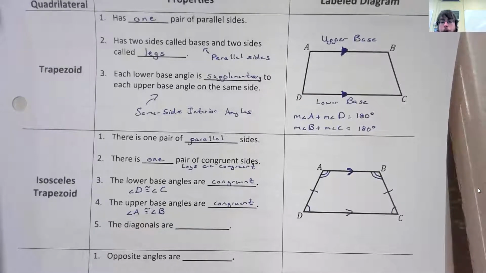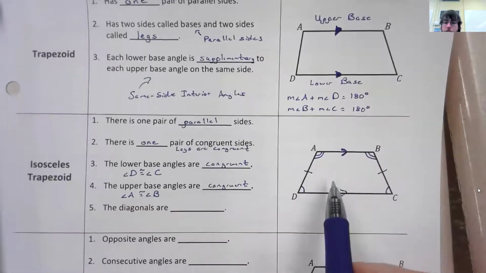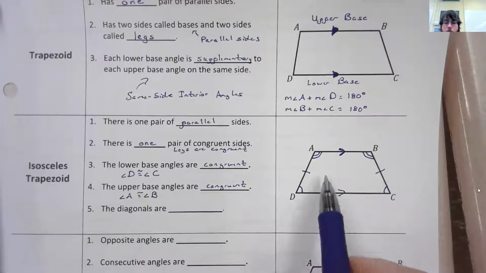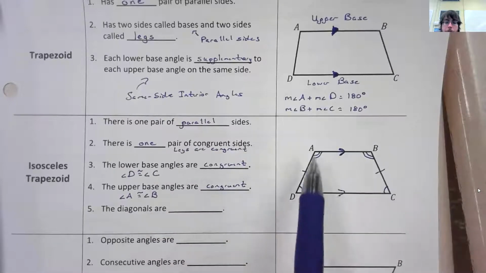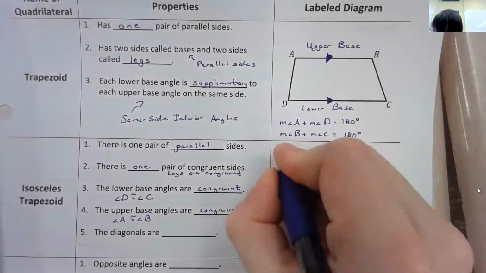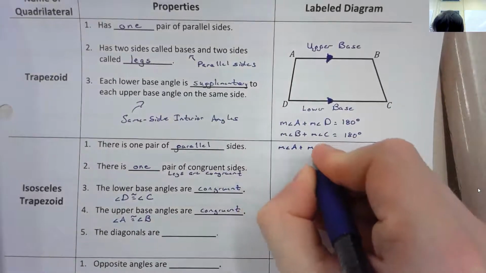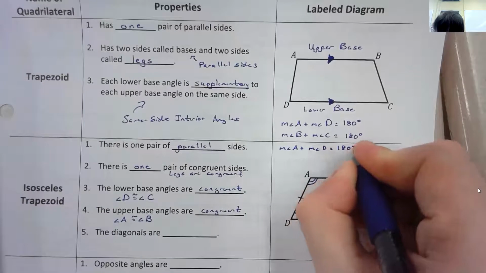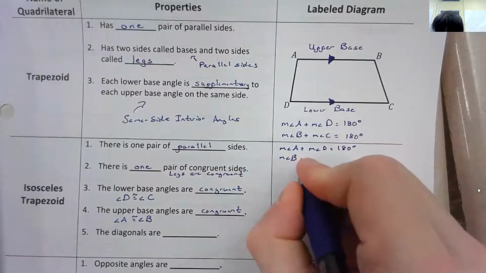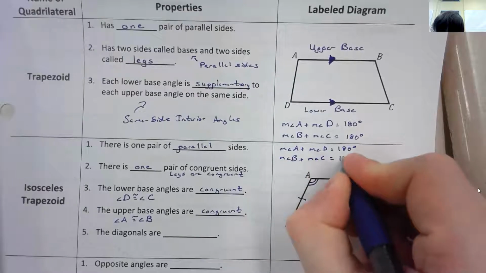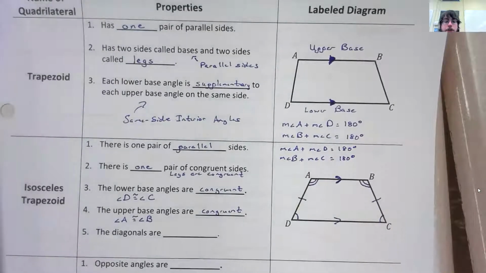Okay, and do remember that since this is a trapezoid, the measure of angle A plus the measure of angle D would equal 180, and the measure of angle B plus the measure of angle C would equal 180. Okay, so that doesn't change.